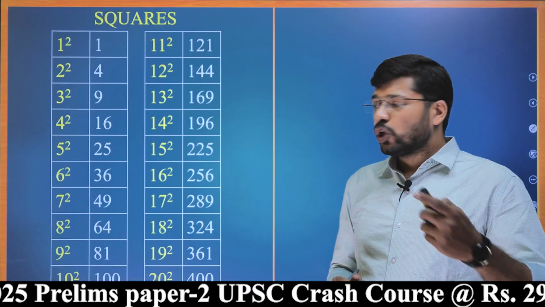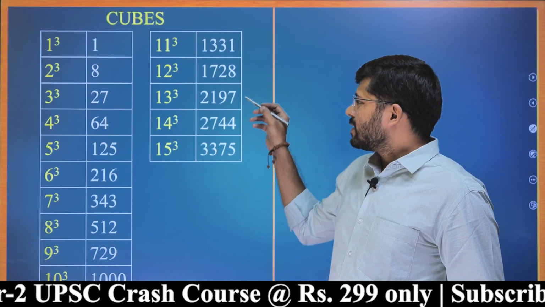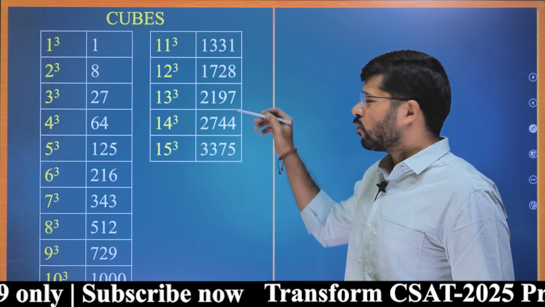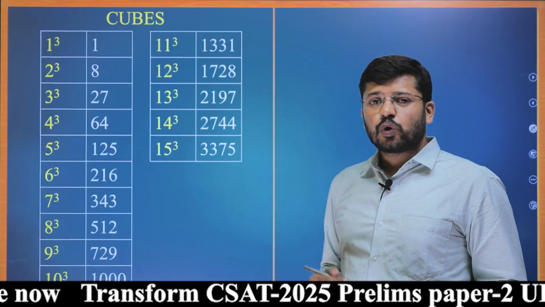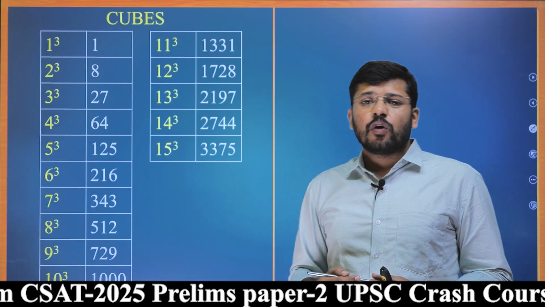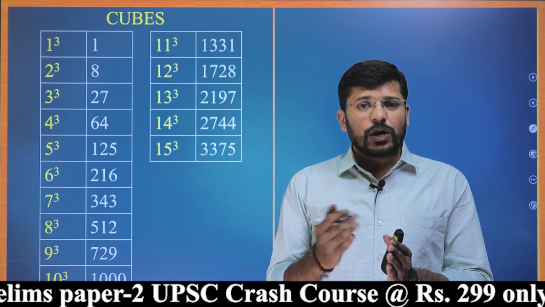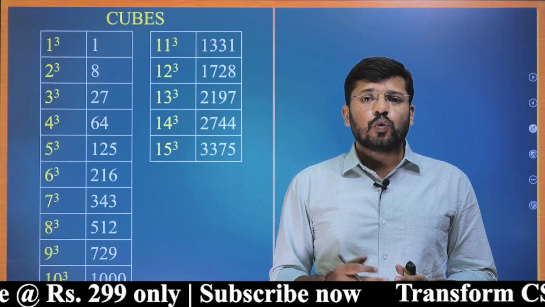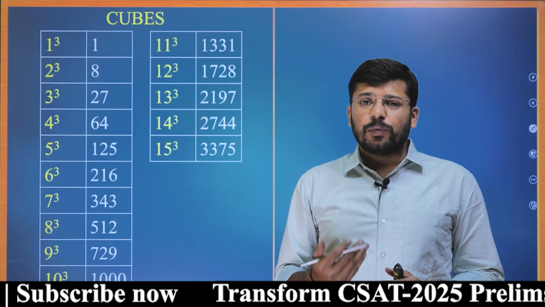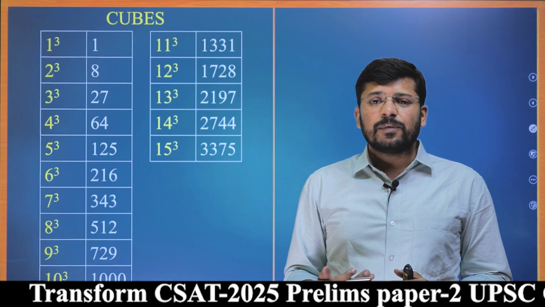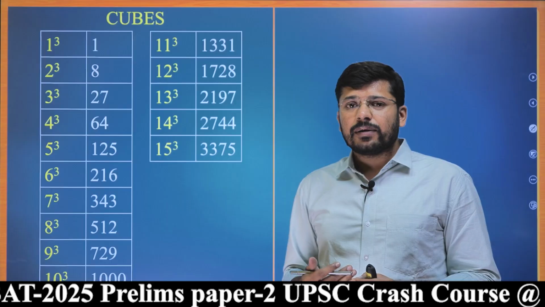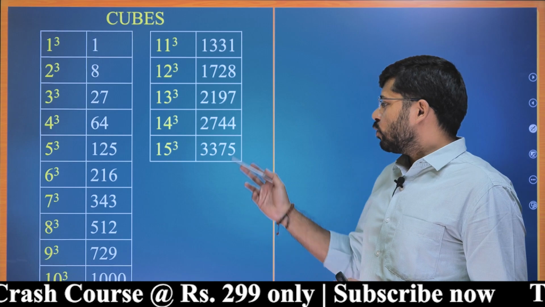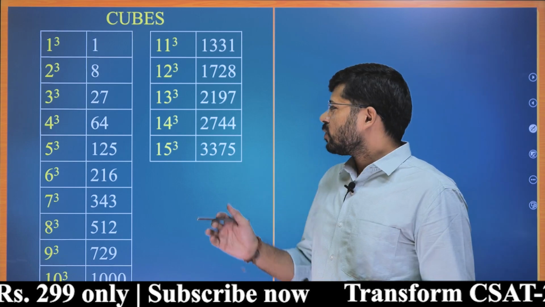Then you also need to memorize cubes. It is okay if you memorize till 13 or 14, though I have given the numbers till 15. 1 cube is 1, 2 cube is 8, 3 cube is 27, 4 cube is 64, 5 cube is 125, 6 cube is 216, 7 cube is 343, 8 cube is 512, 9 cube is 729, 10 cube is 1000, 11 cube is 1331, 12 cube is 1728, 13 cube is 2197, 14 cube is 2744, and 15 cube is 3375.